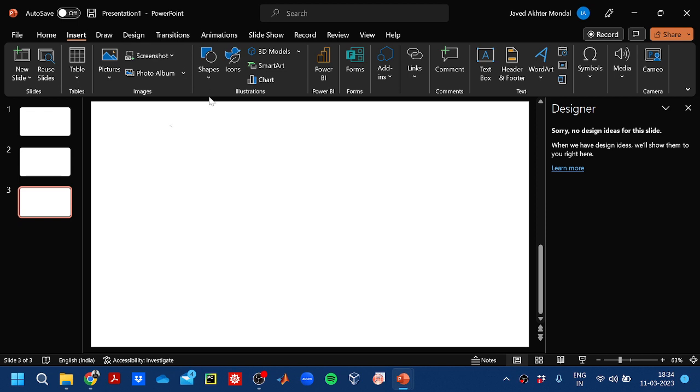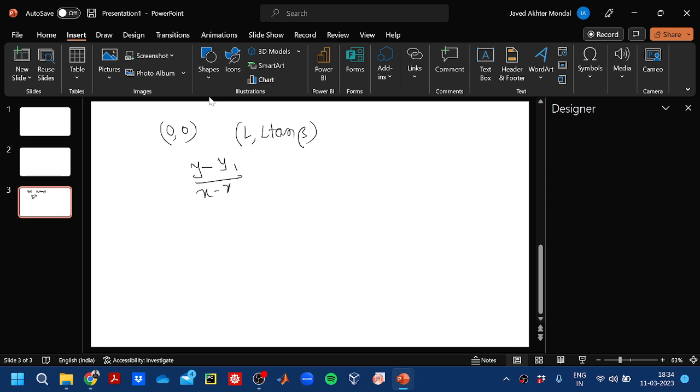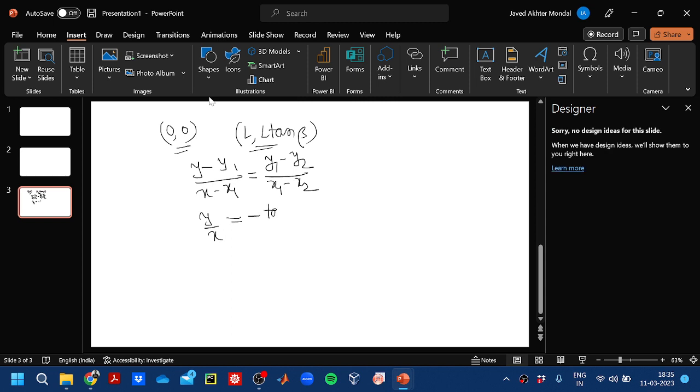So we have our 2 points. One is 0 0, and another one is L tan beta. So what will be the equation of the straight line? The equation will be y minus y1 by x minus x1 equal to y1 minus y2 divided by x1 minus x2. So if we put the value of these 2 points, then we will get y by x equal to tan beta, positive. So the equation of the inclined plane is y equal to x tan beta.